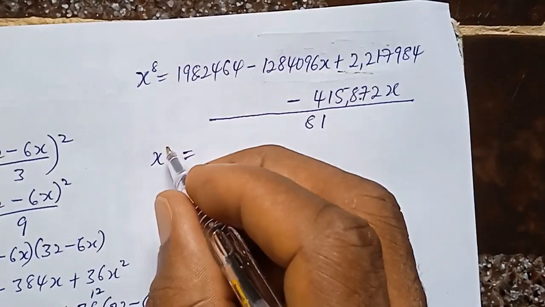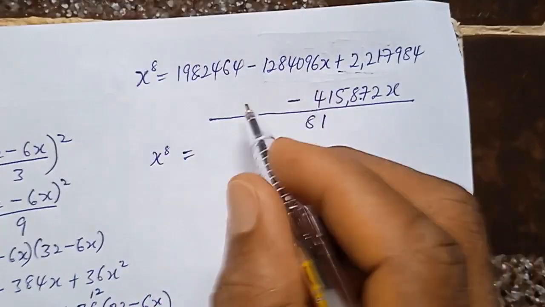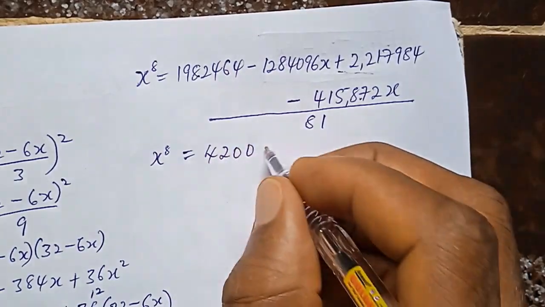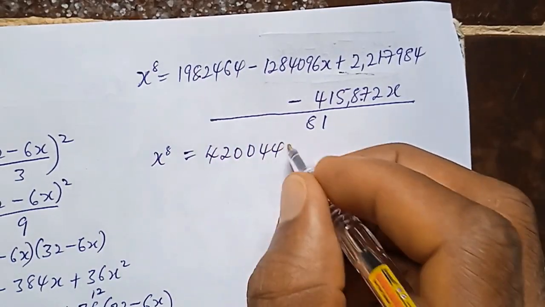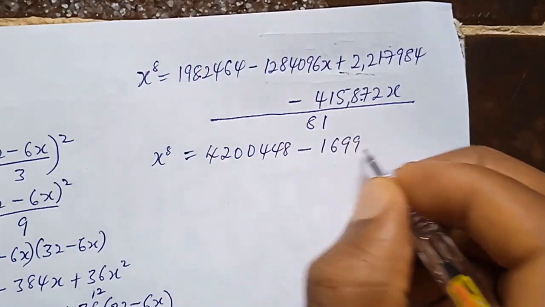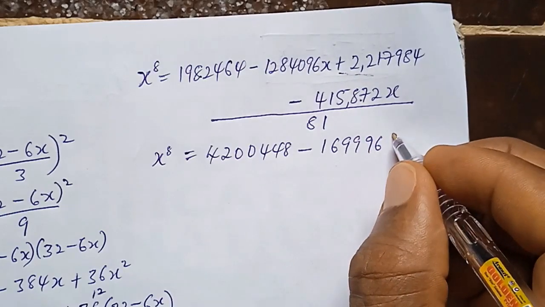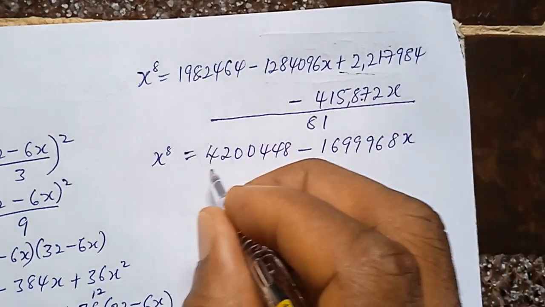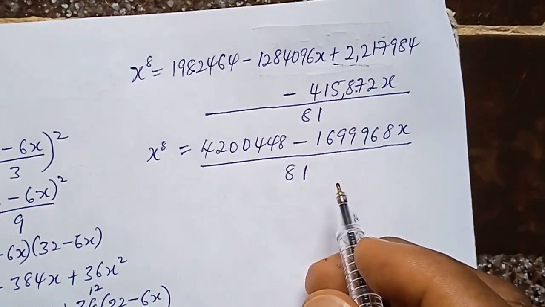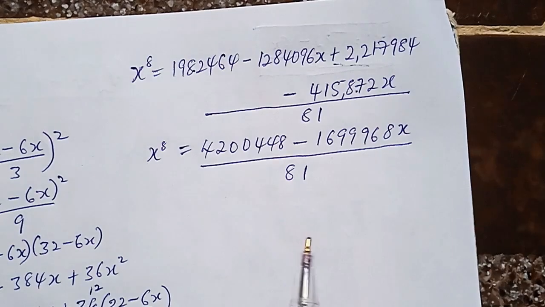Okay, and that's 8x. So if we simplify the numerator, we have 4,200,448 minus 169,968x, everything over 81. So this computes our x raised to power 8.